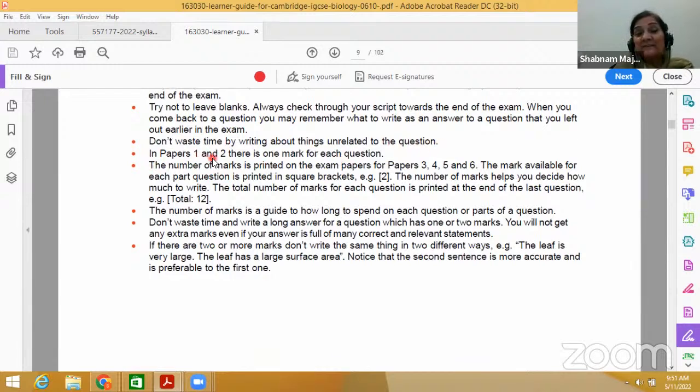Okay. In papers 1 and 2, there is 1 mark for each question. The number of marks is printed on the exam paper. Suppose you are taking paper 3 for IGCSE core, paper 4 for IGCSE extended, and paper 2 for O levels. The marks available for each part question are printed in square brackets, for example 2, 1, 4, 3, and so on. The number of marks, as I already told you in the beginning, helps you decide how much to write. The number of marks indicates the time you should spend.